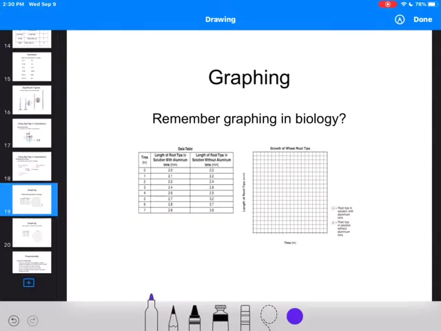You might remember having to do some graphs in biology, or human body systems, or biomedical. Hopefully they had you do some graphs. This particular graph came off a Regents exam in biology, and this one was asking students to do a graph of time versus length of root tips, but they wanted to compare two different sets of data.